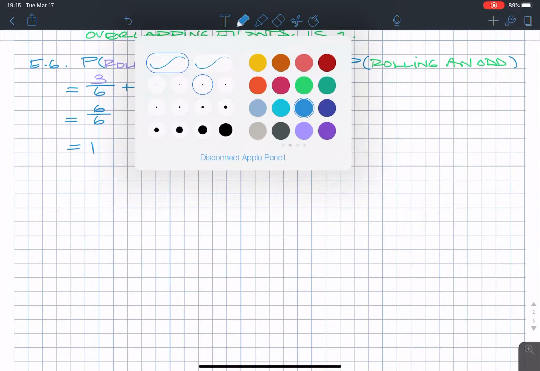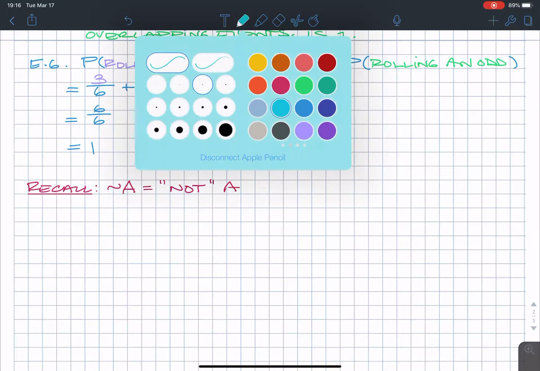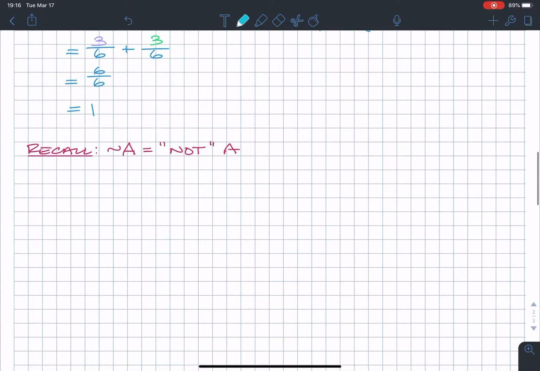Let's also recall a bit of annotation. So recall, we had this little symbol, squiggly A, and that meant not A, right? Okay, so continuing on, definition.